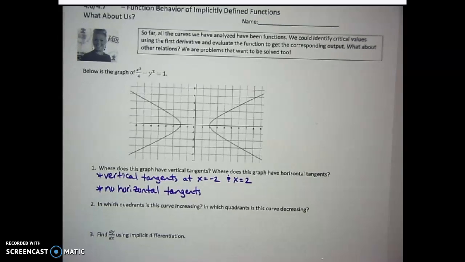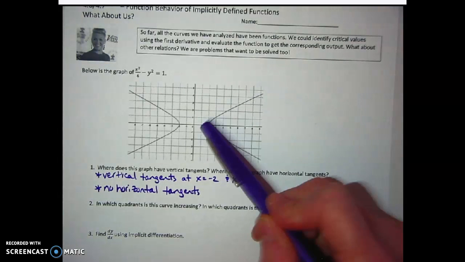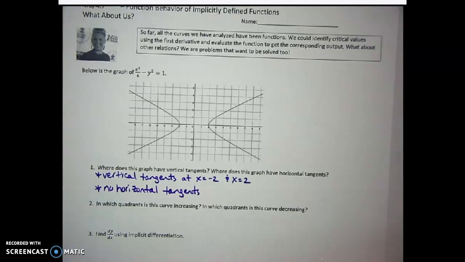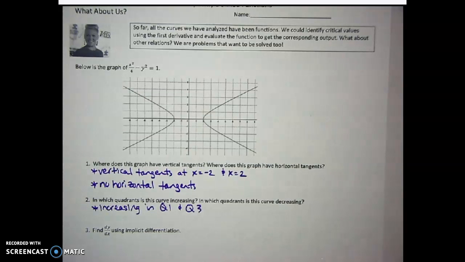Number 2, in which quadrants is this curve increasing, and in which quadrants is this curve decreasing? Well, we can see that it's increasing here. It has a positive slope in the first quadrant, and it also has a positive slope there in the third quadrant. And likewise, we can see that it's decreasing in the second and in the fourth quadrants.